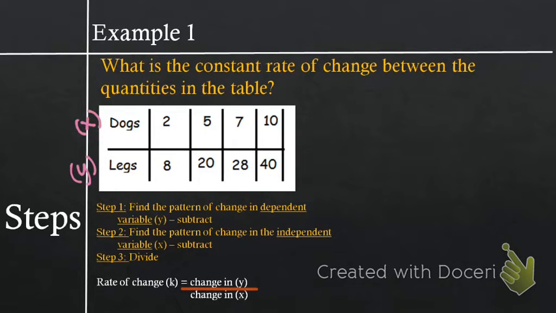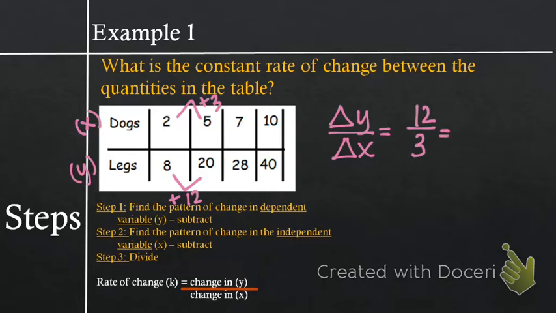So here I set to subtract, so how do I get from 8 to 20? It's by 12. I get from 2 to 5 by adding 3. So my rate of change is my change in y, which is 12. You'll see it written like this, change in y over change in x. My change in y is 12, my change in x is 3. So my constant rate of change is 4.